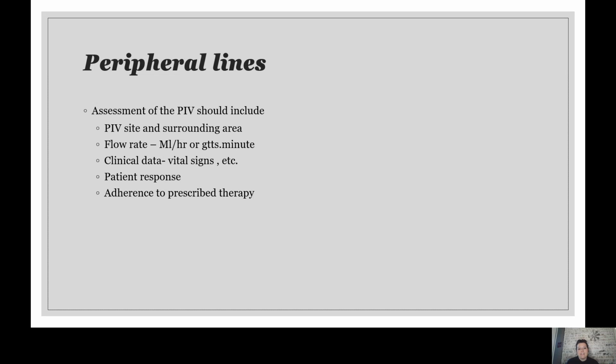And again, adherence to the prescribed therapy. Is it the right drug? All of the things that apply for medication administration apply for IV therapy as well.